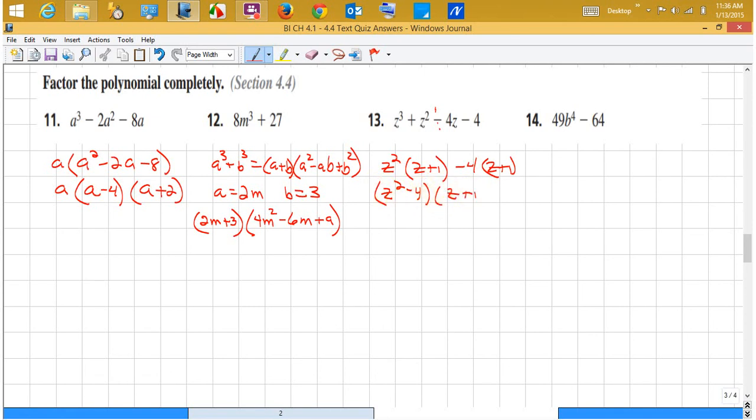times z plus 1. Now, I still have to look to see if I can factor the squared term, and I can. That's a difference of squares. So z minus 2, z plus 2, and then the z plus 1.